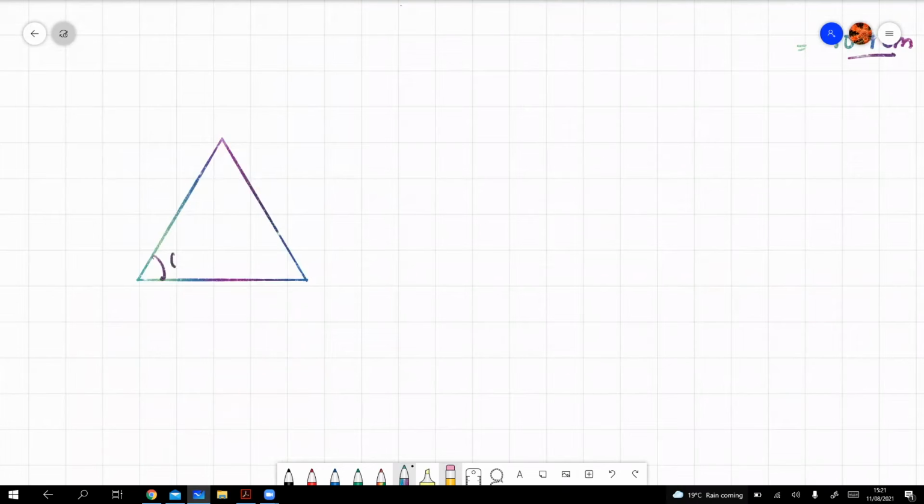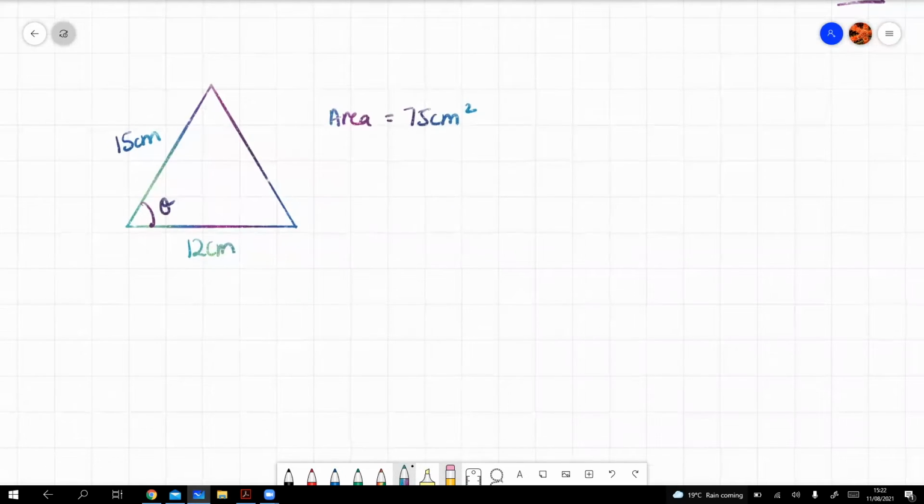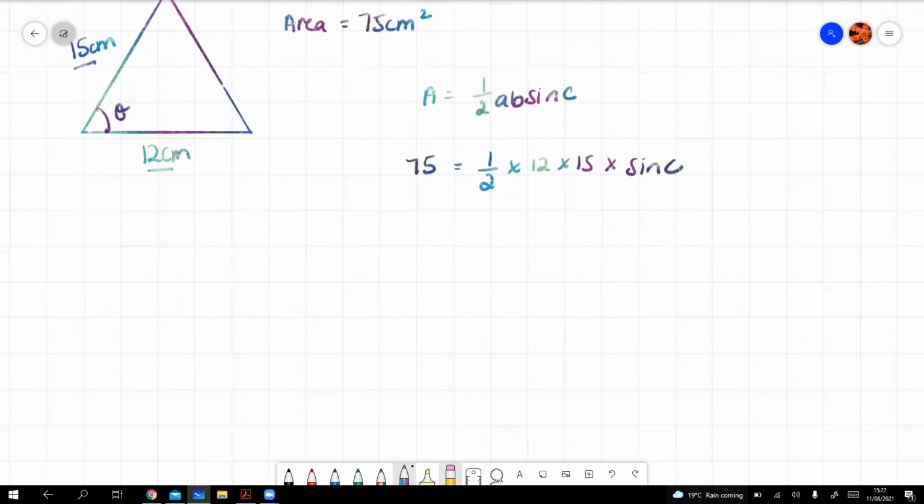Okay, so we've got the angle there, which is theta. We've got 15 centimeters. We've got 12 centimeters there. And I'm going to say that the area is 75 centimeters squared. Let's double check. Centimeters, yes. Right, so the area is actually a half AB sine C, isn't it? Well, my area is 75. A half times, well, my A would be 12 and my B would be 15 times sine C. Can't do anything with the 75, that stays as it is. Let's do 0.5 times 12 times 15, that's 90 times sine C.